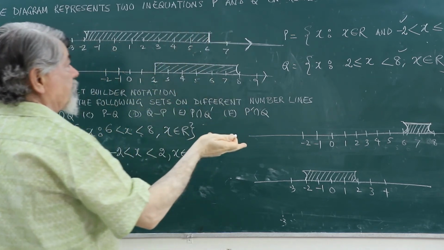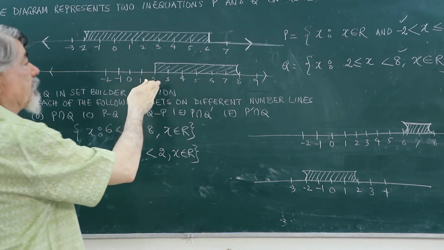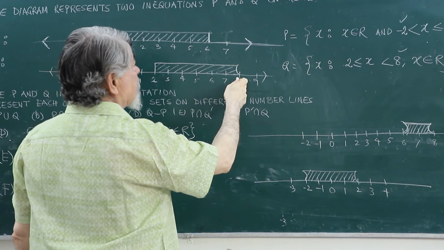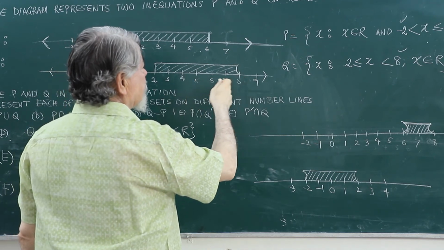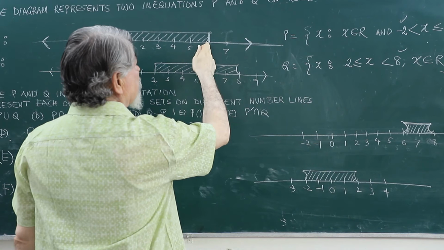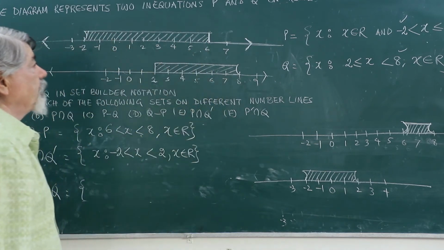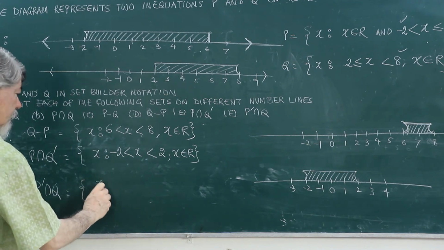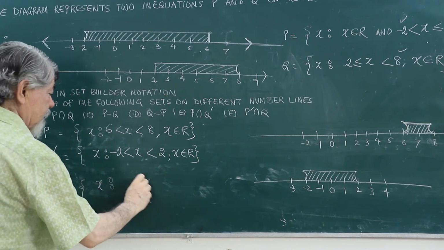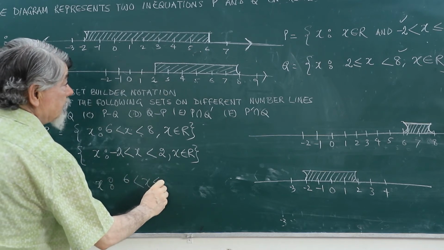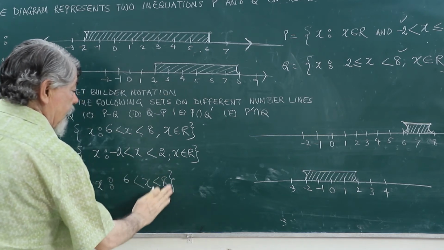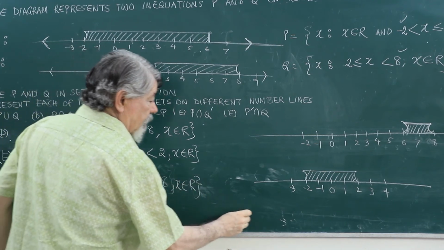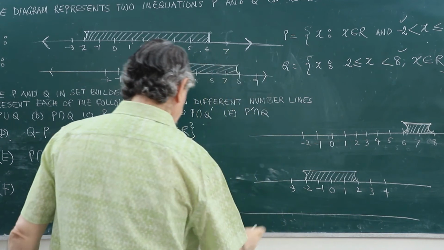And intersection Q. Obviously it will start beyond 6, greater than 6 and less than 8. Greater than 6, because equal to 6 cannot be part of P dash. It has to be greater than 6. So x such that x is greater than 6 and less than 8, and x belongs to the set of real numbers. So we will represent this on the number line.